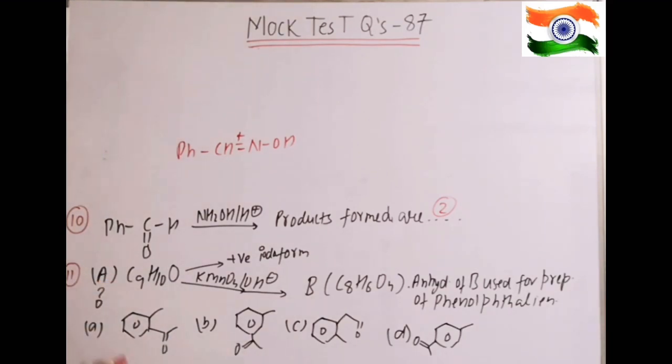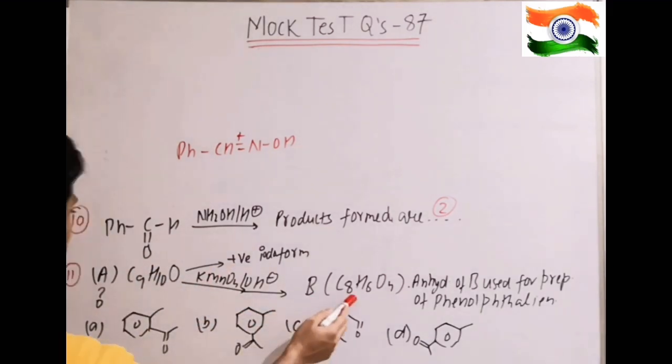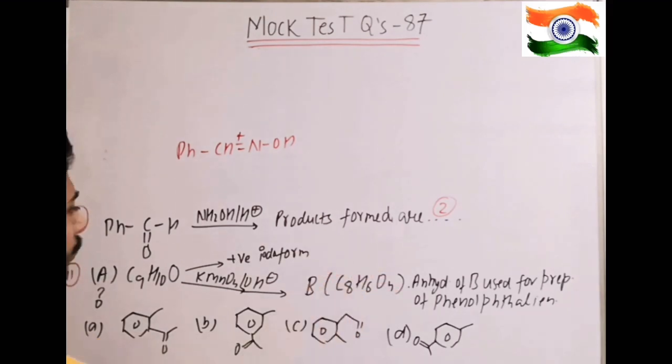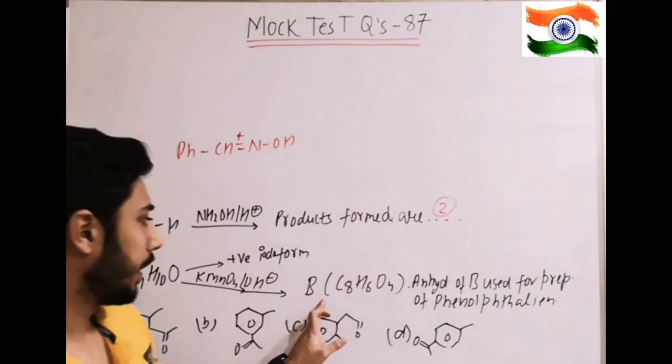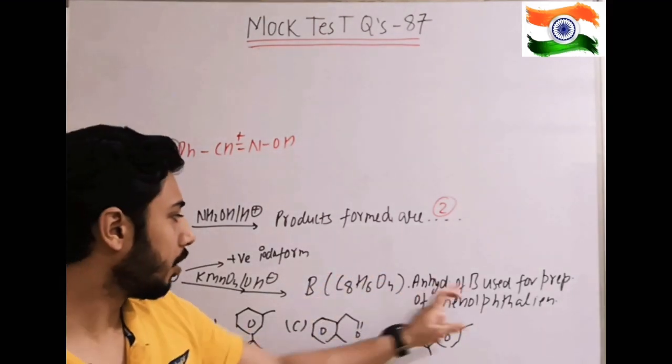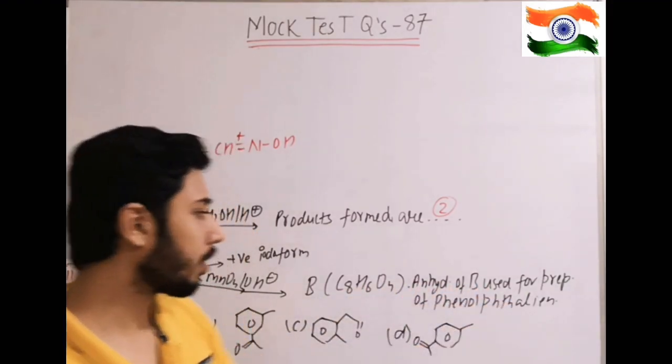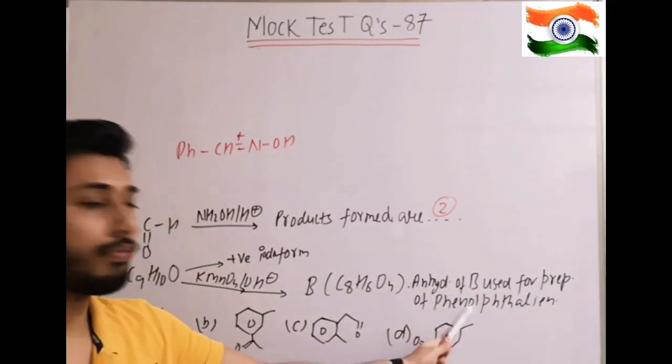Next question is: identify the compound A. Firstly, I am mentioning it. These are the options given, and the information is C9H10O. This compound gives a positive iodoform test, that is the first information. Second, after oxidation with KMnO4, it gives B, C8H6O4, and the anhydride of B is used for the preparation of phenolphthalein.